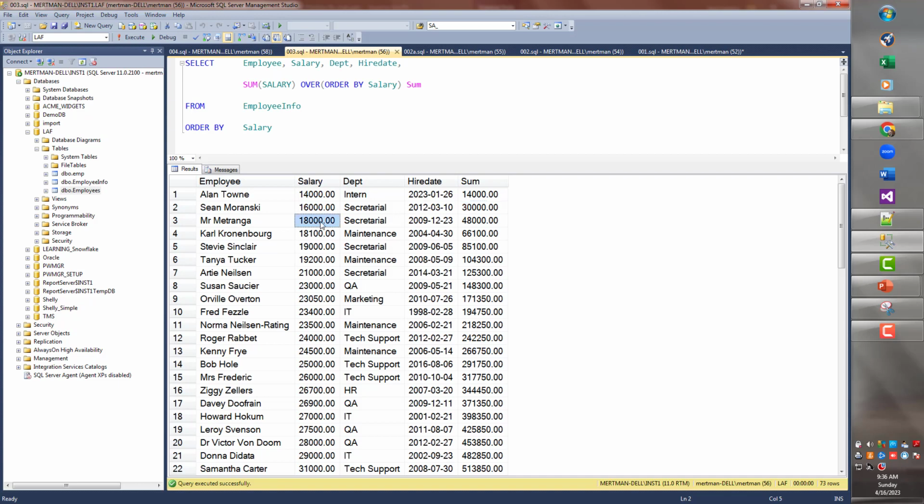Add 30,000 to 18,000, it's 48,000. So we have a running total. What this sum does when we do this over and then order by salary is it makes a running total. Now you should take some similar code to this and play around with it, and then experiment with what happens if you change what's in the order by.